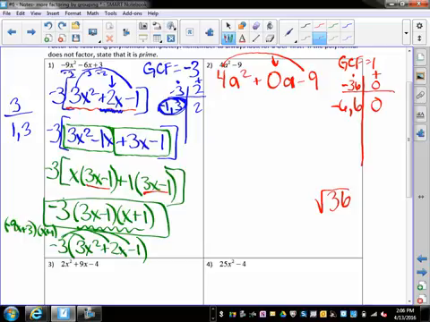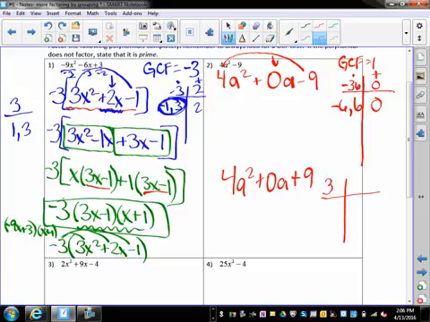What if it was plus instead of minus? What happened to the negative 6? Great question. So Jordy said, what if it was 4a squared plus 0a plus 9? Then that would mean that it has to multiply to positive 36 and add to 0.